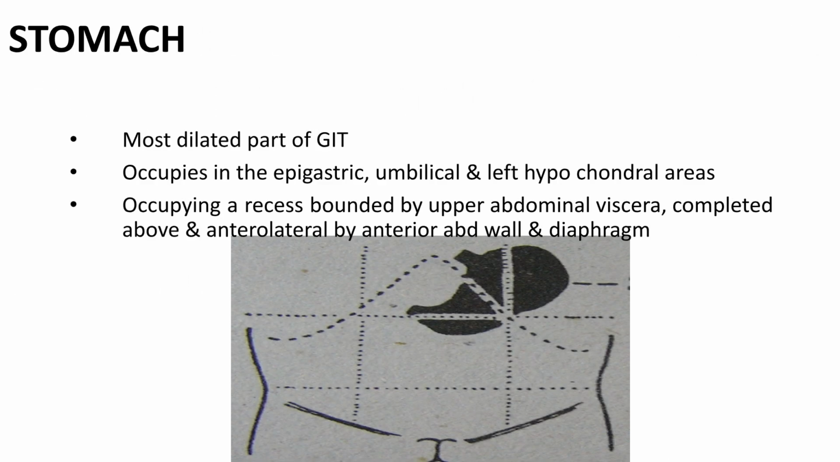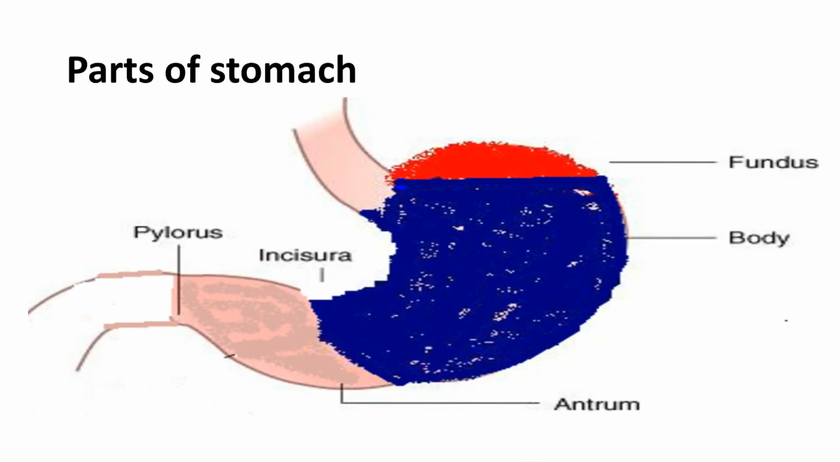The stomach is the most dilated part of the gastrointestinal tract, or GIT. It occupies the epigastric, umbilical, and left hypochondral areas, located in a recess bounded by upper abdominal viscera, the anterior abdominal wall, and the diaphragm. The main parts of the stomach include the fundus, body, antrum, pylorus, and the incisura angularis.